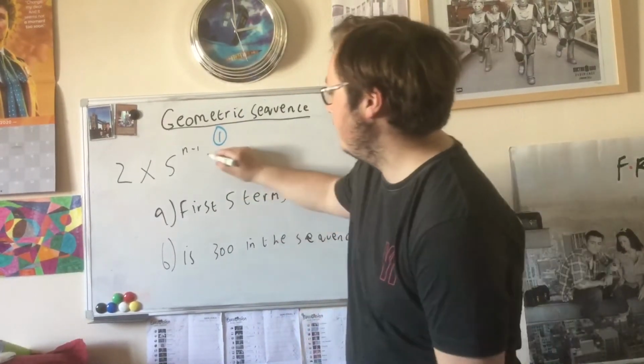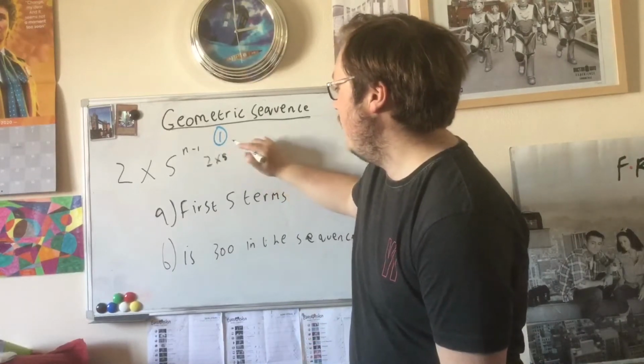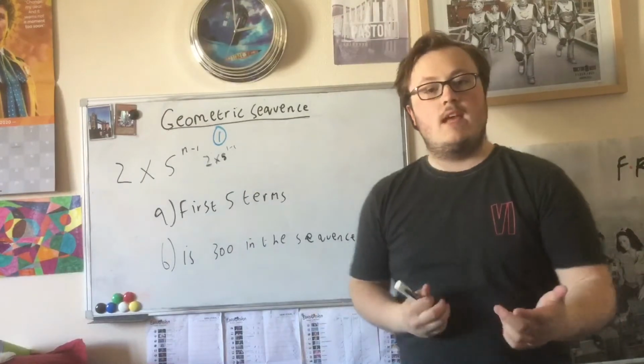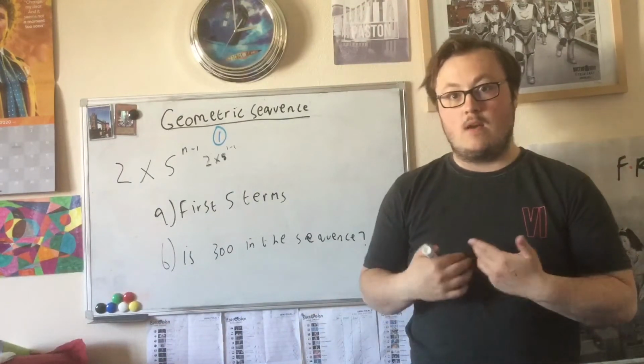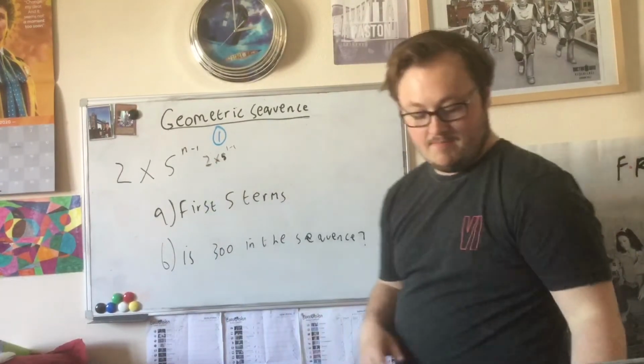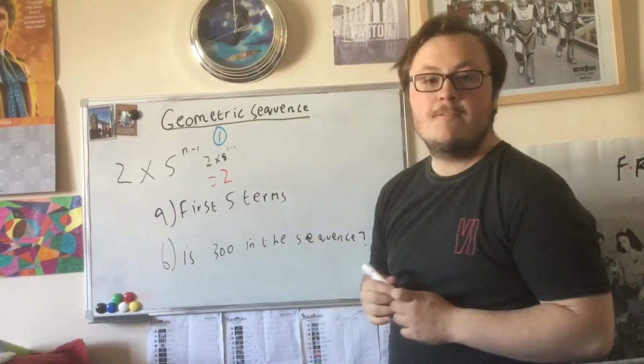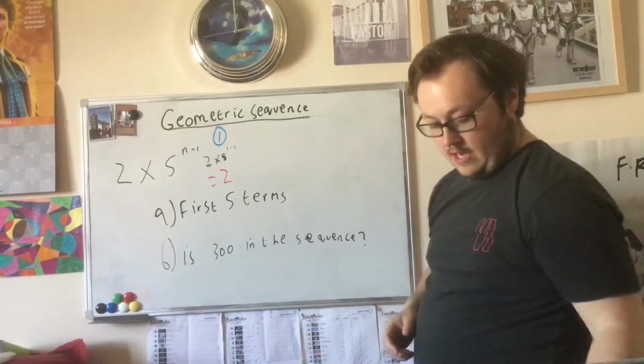times 5 to the power of 1 minus 1. Well, 1 minus 1 is 0. Anything to the power of 0 is 1. So 2 times 1 is 2. That's the first term. So now term number 2.